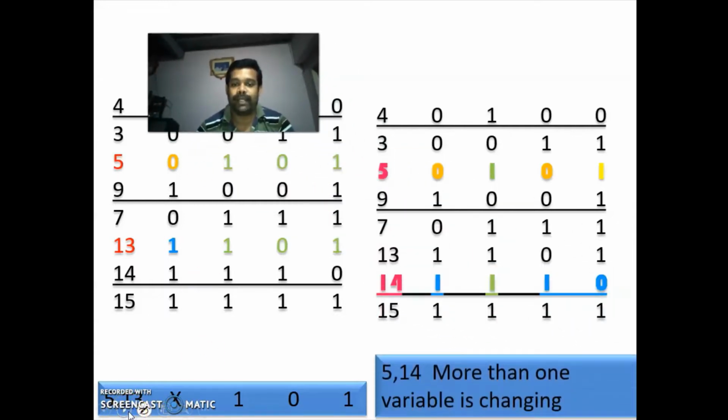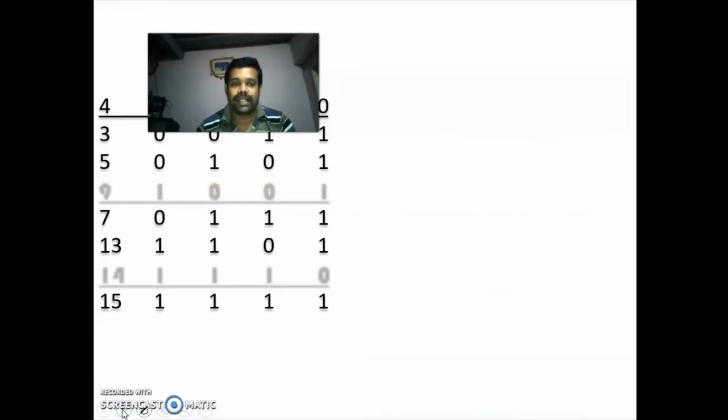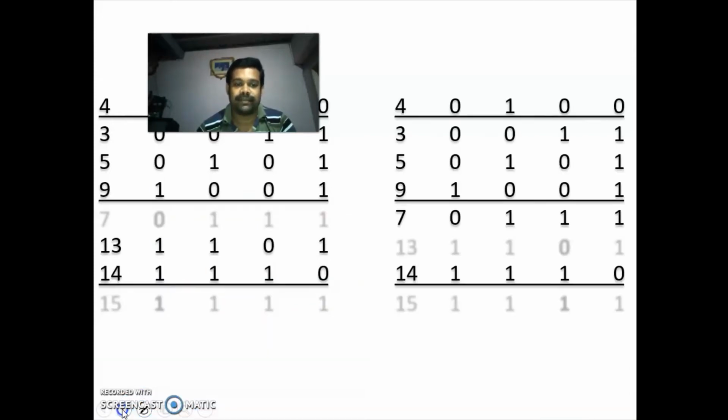Now we are going to compare 9 with 7. When you are comparing 9 with 7, more than one variable is changing. Then we are comparing 9 and 13. When comparing 9 and 13, only second variable is changing and all the other are same. So 1 x 0 1. Next we are comparing 9 and 14. So more than 3 variables are changing. Next, 7 with 3, we have compared all these variables, then 5 with all of these variables, then 9 with all these variables.